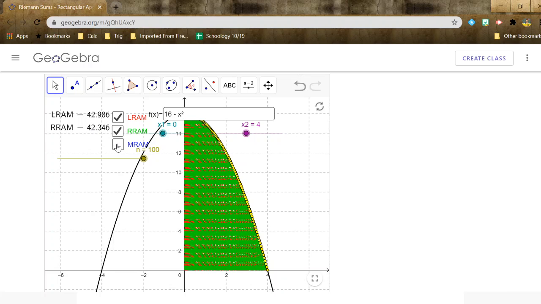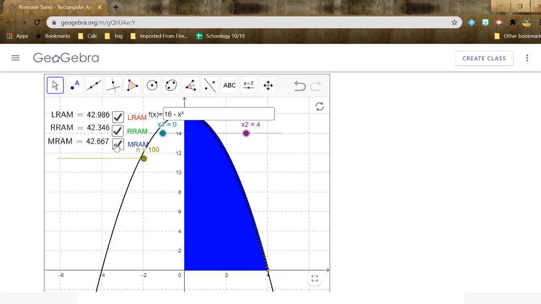And again, I will show you how to determine whether it's an under or an over approximation without having to see the rectangles. There's a very simple explanation that we have. And the MRAM is 42.667. Unfortunately, without knowing what the exact value is, we can't tell the accuracy for the MRAM.